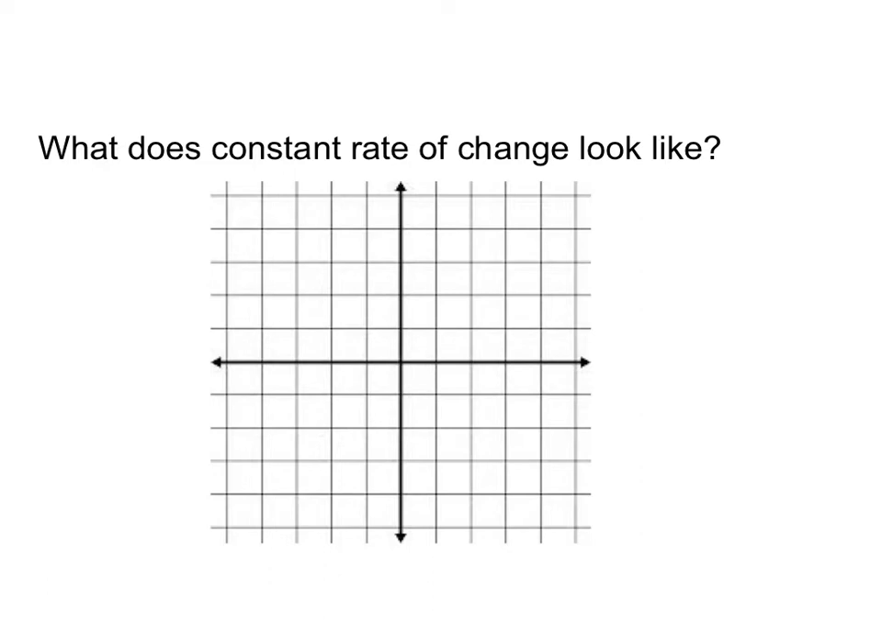What does a constant change look like? Well, it's going to be a straight line. So if it was one pizza, I'm going to just do $25, and it would look like this. If it was 0 pizzas, it would be here. If it was 2 pizzas, it would be $50. 3 pizzas would be $75. So a constant rate is a straight line.